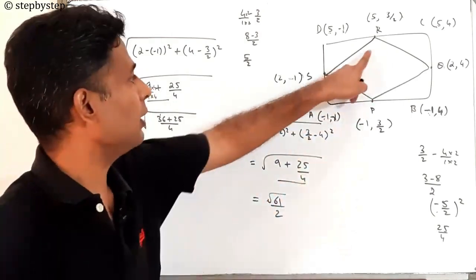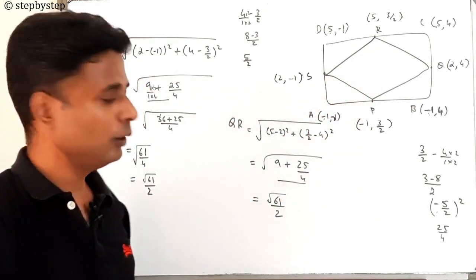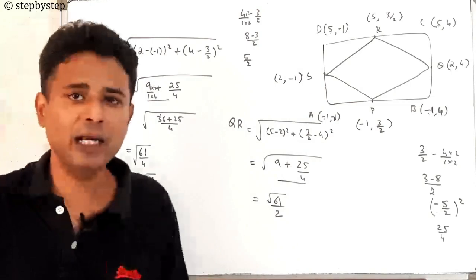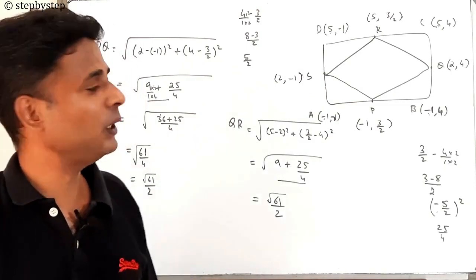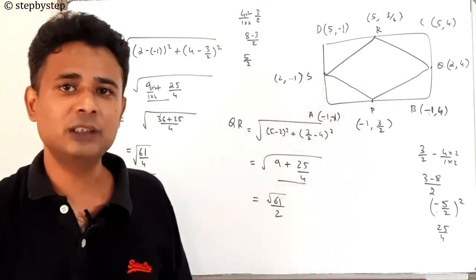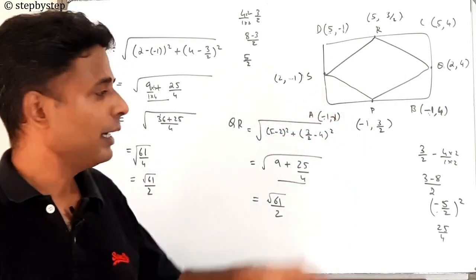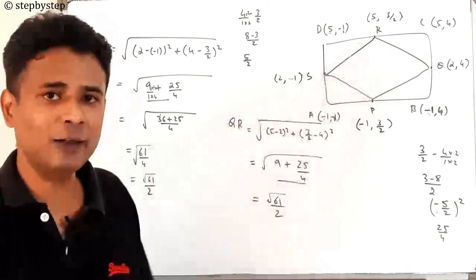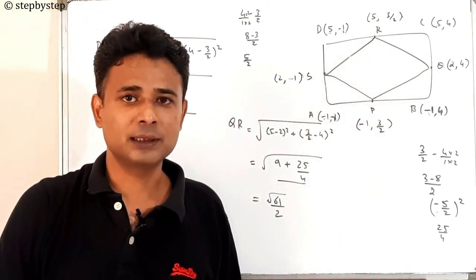Similarly, if you check for RS and SP, you will again get root 61 by 2. Thus, you will get PQ equal to QR equal to RS equal to SP, which is all root 61 by 2. Hence, since all four sides are equal, it is a rhombus.